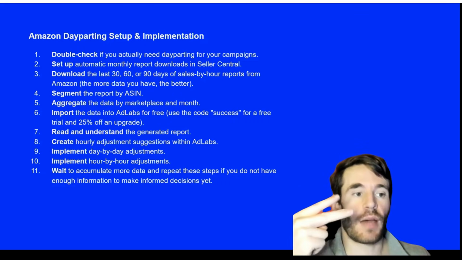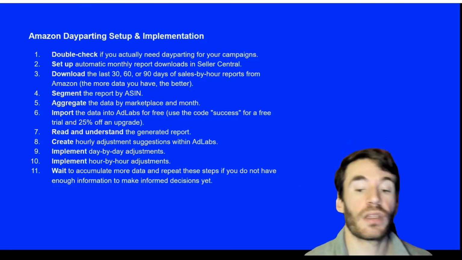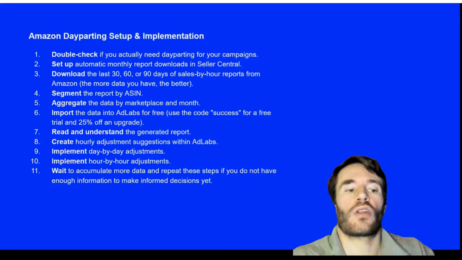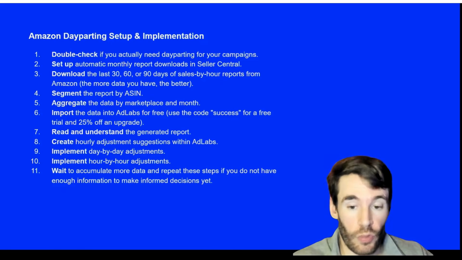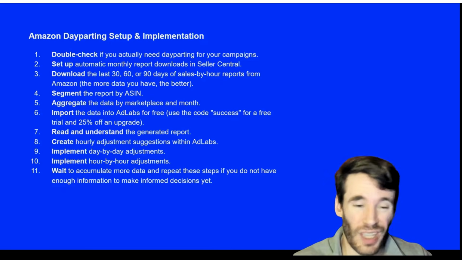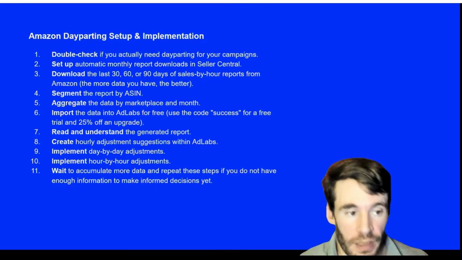Step two, you need to set up automatic monthly report downloads in Seller Central. I will show you exactly how to do it. Step three, you need to download these reports on 30, 60, 90 days or weekly, because sometimes you need to do them weekly because you cannot do it otherwise. The more data you have, the better it is.